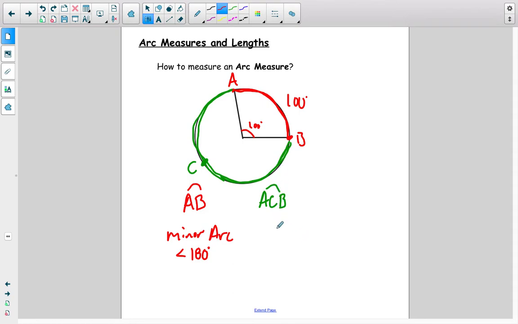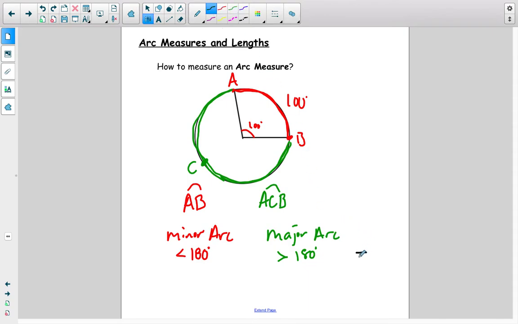Okay? If you've got a major arc, it's going to be greater than half the circle. So a major arc is greater than a half circle or 180 degrees. So that's two of the three types. And so if you got one that's less than 180 and one that's greater than 180, maybe you're thinking, okay, the last one, it's got to be equal to 180, which you would be right.